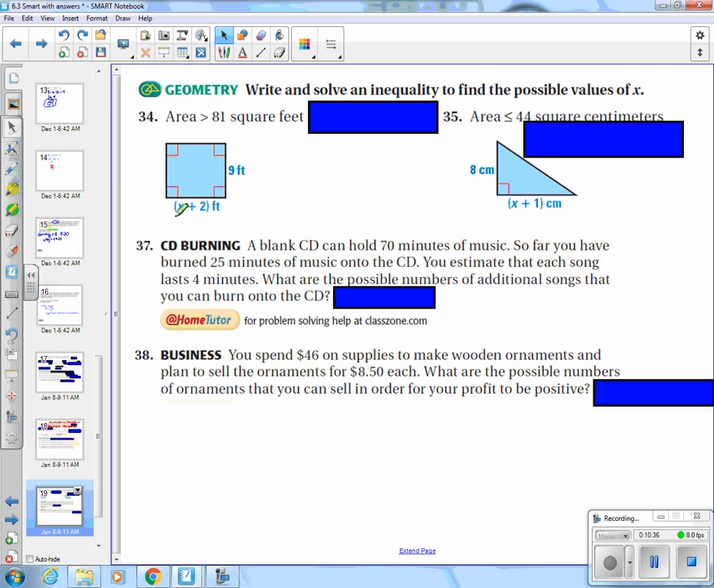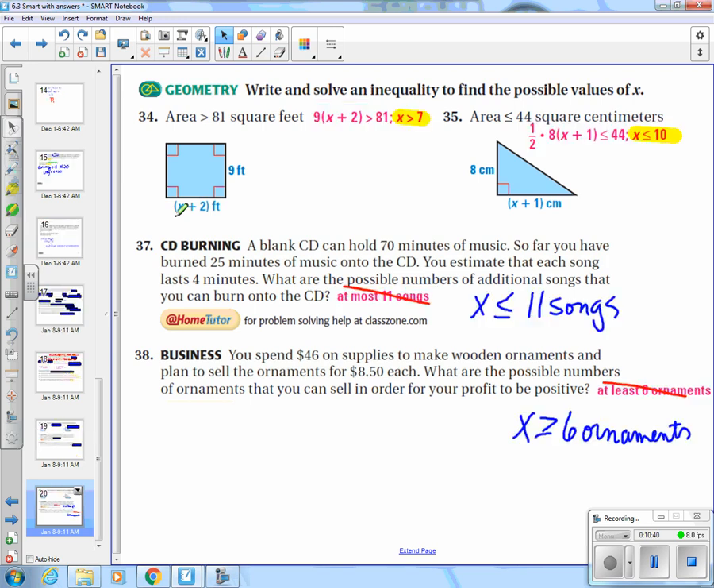And we're back in, and here are going to be the answers to all of these problems. Notice that on number 37, I don't want "at most 11 songs" like the author gives. I want that as an inequality. X is less than or equal to 11 songs. Same thing with number 38. I don't want "at least 6 ornaments." I want X is greater than or equal to 6 ornaments. And you should have an inequality that you have written to solve both 37 and 38.